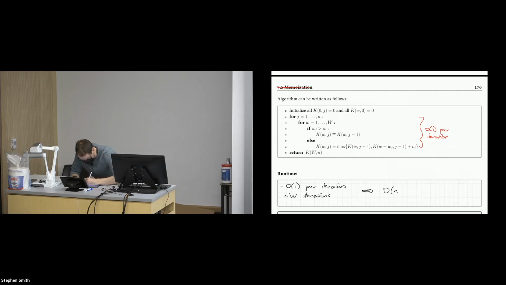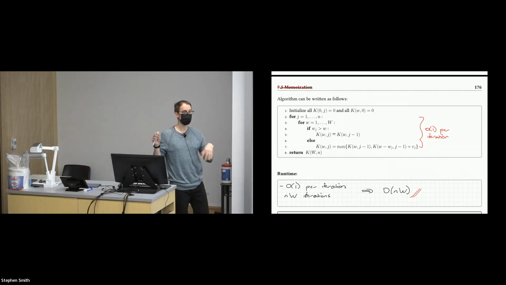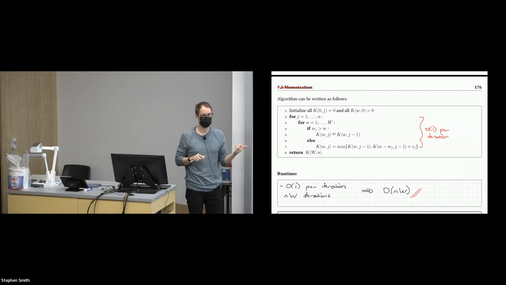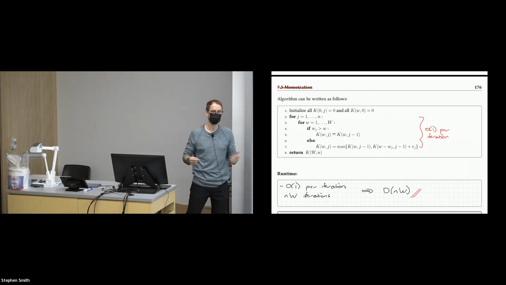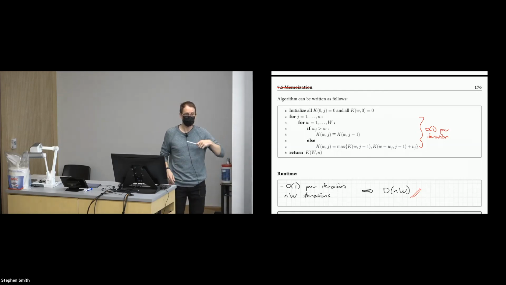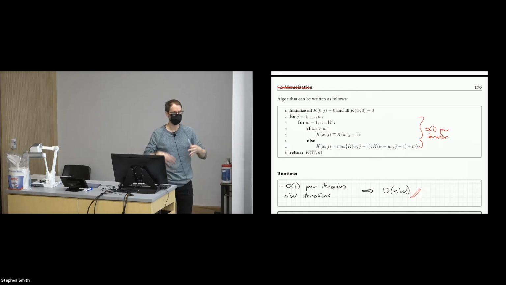Big O of n times W. And like I said, they have the same runtime. The only meaningful difference, which we don't talk about very much in this class, is what we call the space complexity, which is how much memory we use to run this algorithm. This one has to fill out an n times W table, so its space complexity would be big O of n times W.